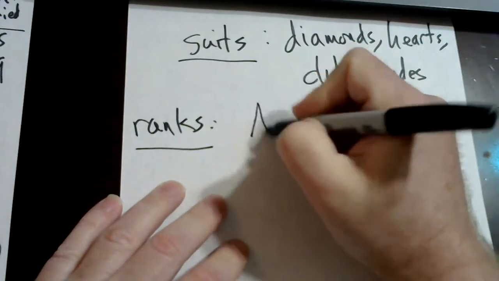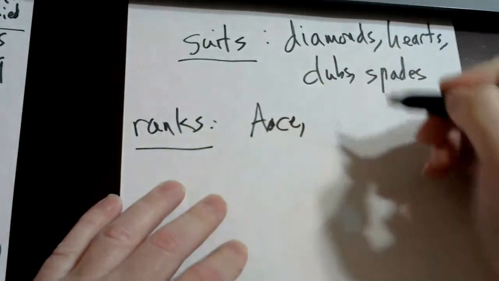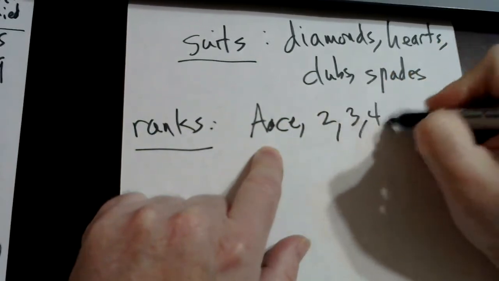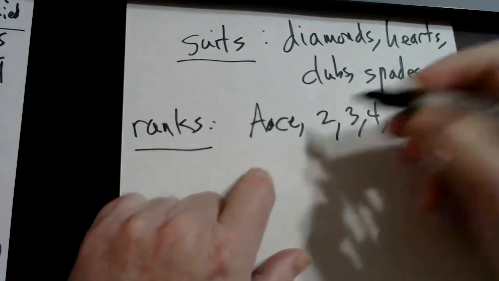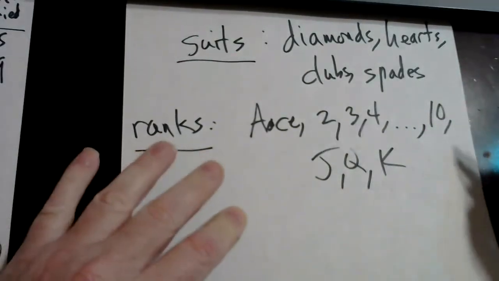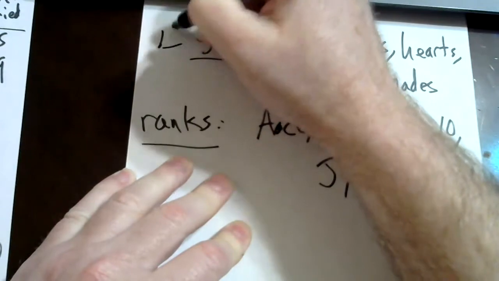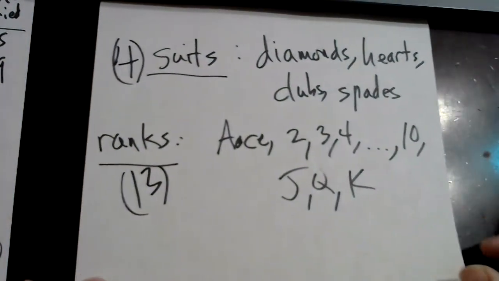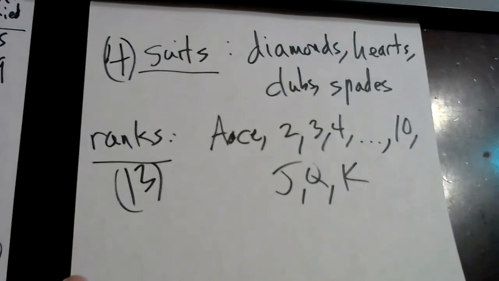So the first rank might be an ace, I guess, depending on how you look at it. If you think of the ace as a 1, well, then we also have a 2, a 3, a 4, all the way up to a 10, and then a jack, queen, king. Okay, so you actually have 4 suits, and you have 13 ranks. So just something to keep in mind for some future problems in the course.